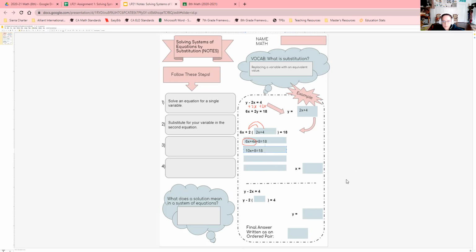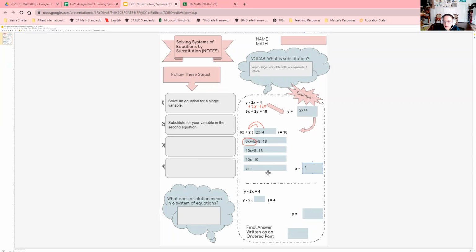Now we've got a nice little 2-step equation here. We just got to get that x by itself. So the first thing we want to do is subtract that 8 from both sides. That would leave us with 10x on the left, and on the right-hand side, 18 minus 8 gives us 10. Very last step, we need to divide both sides by 10. The left side leaves us with an x. The right side, 10 divided by 10, leaves us with a 1. So x equals 1.